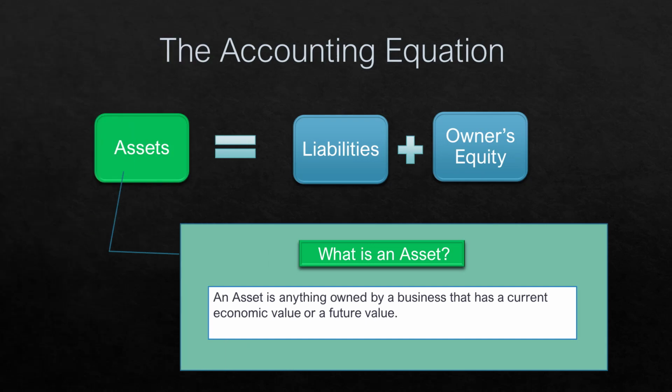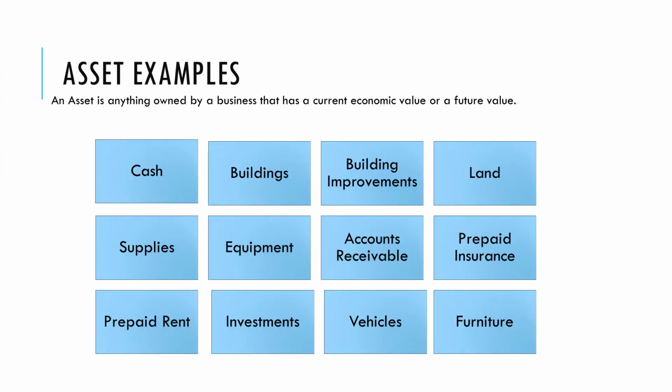Assets are on the left side of the accounting equation. So what exactly is an asset anyway? An asset is anything owned by a business that has a current economic value or a future value. Examples of assets would be cash, buildings, any improvements that you have made to your buildings, cars, trucks, computers, office furniture, etc. You set up an account for each of these types of assets. Each of these accounts are listed in a chart of accounts, which we look at in the next episode.